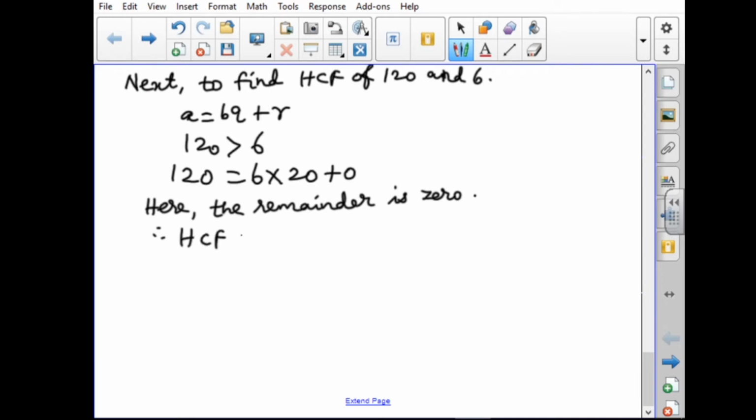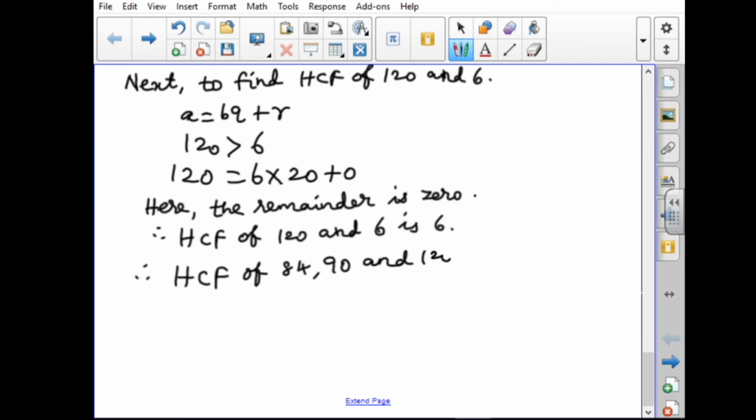Therefore, HCF of 120 and 6 is, the divisor is 6, so 6. Therefore, in the question they have given 3 numbers. The second HCF, what we have got, 6, is the HCF of the 3 numbers. Therefore, HCF of 84, 90 and 120 is 6. What we are getting as the second HCF, that is the HCF of the given 3 numbers. Okay, that's all.